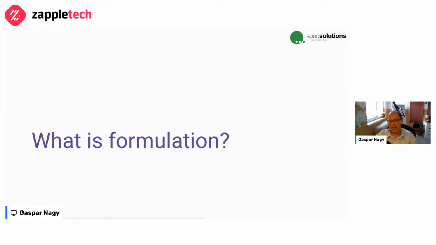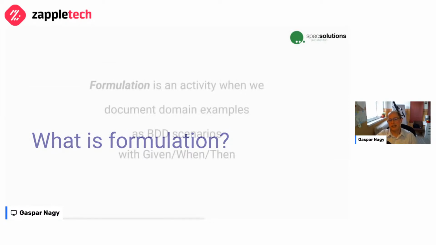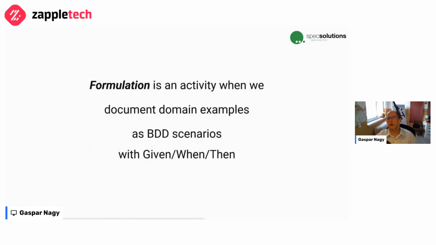So, I mean, at a high level, we already mentioned what formulation is. We were basically saying that formulation is some sort of activity where we document the domain examples as BDD scenarios using these magical Given, When, Then keywords. But whenever you try to do it in practice, you will see that as easy as it sounds, oh well, I just need to write down the requirements, there are some tricks and pitfalls to avoid, and therefore it makes sense to dig into that a little bit more in detail.